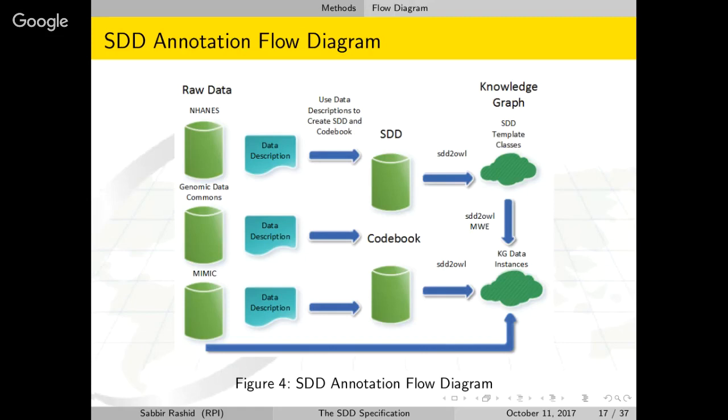Also the arrows. I'm finding it difficult to figure out, okay, so you go from codebook to SDD to KG data instances. Is that how I'm supposed to interpret it? So you need to have the raw data and the data description. You go from the raw data and data description to create the SDD and codebook. And then you use the SDD to create these template classes, which are pretty much folder classes for the knowledge graph instances you're going to create, without the SIO has value associated with it, where the SIO has value corresponds to what's actually in the data.